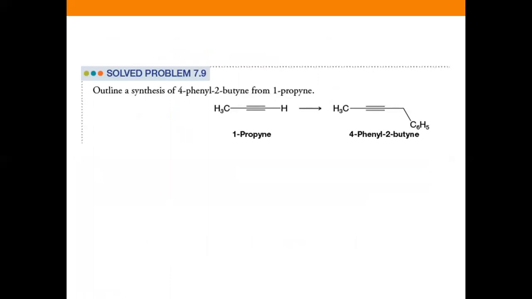So outline the synthesis of 4-phenyl-2-butene from 1-propyne.